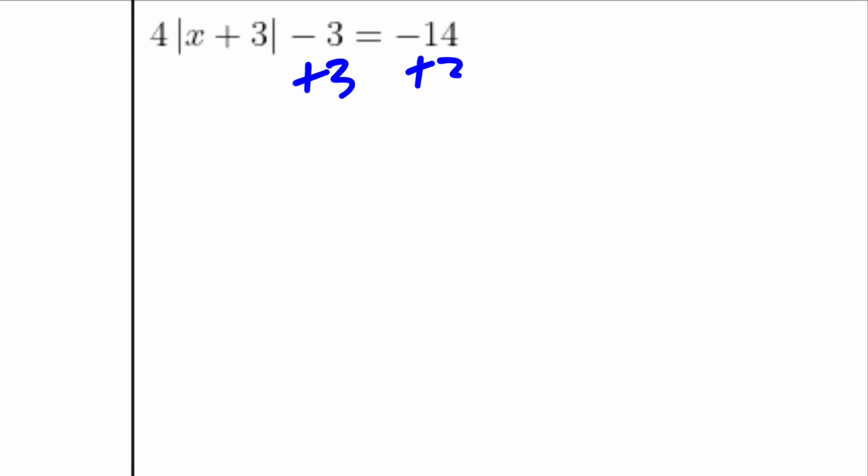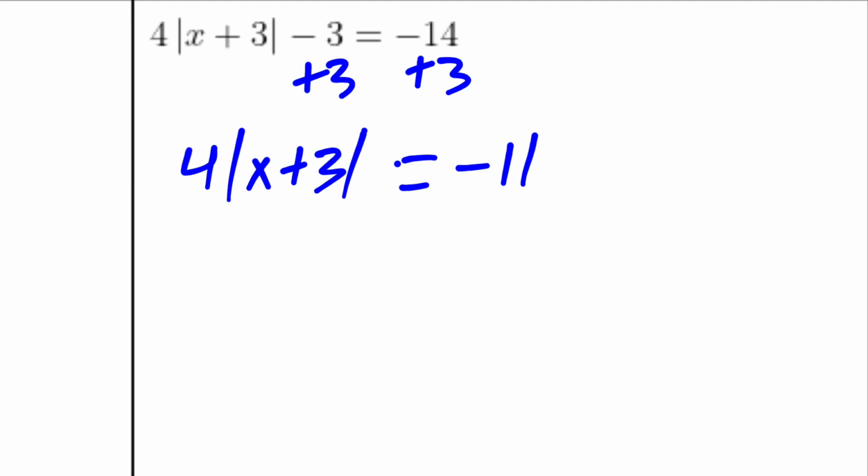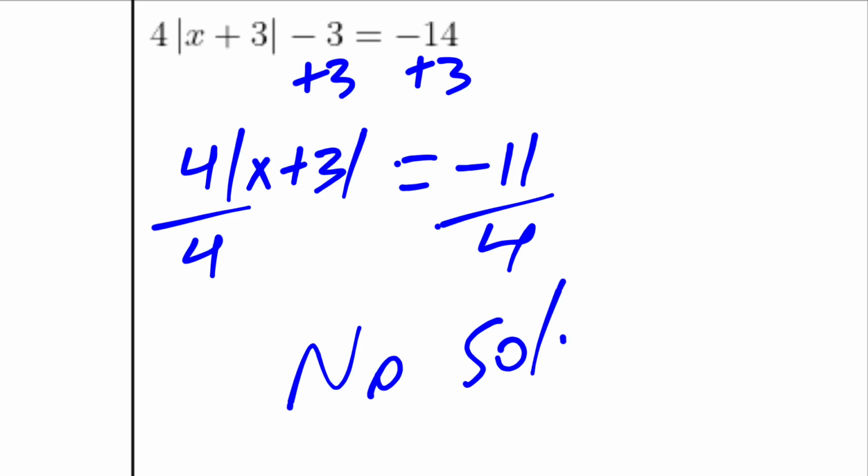I add 3 to both sides. I have 4 times the absolute value of x plus 3 is equal to negative 11. And when I divide by 4, it doesn't really matter because there's going to be no solution, because the absolute value of anything can never be negative.